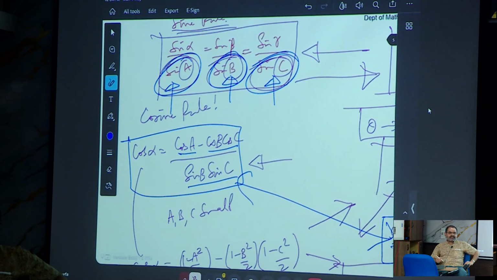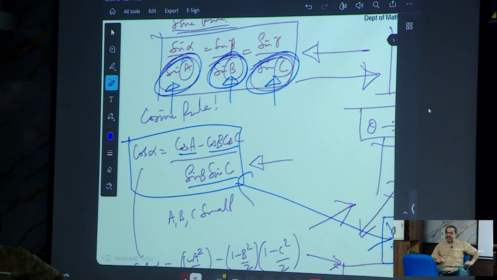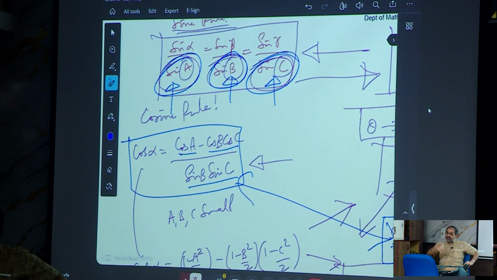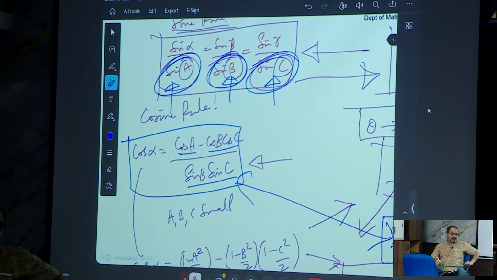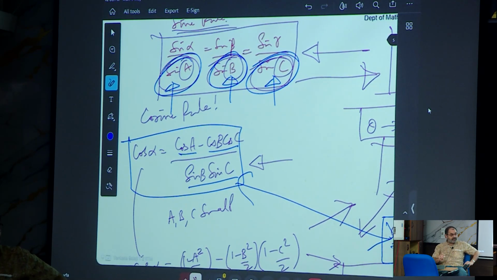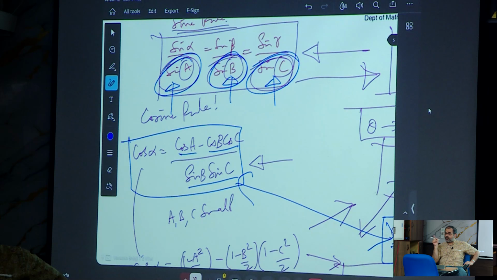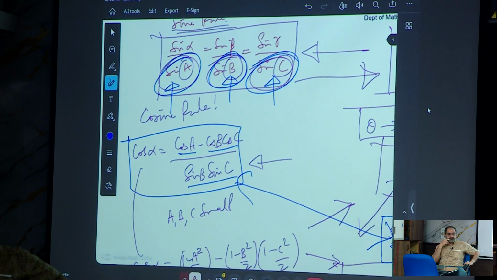And again, what you must understand is that it's not the side lengths A, B, C that are occurring, but they are trigonometric functions. So in the cosine rule, you get their cosines in the numerator and sines in the denominator. And again, remember, A, B, C are sides of the spherical triangle, but they are also angles. So it makes sense to talk about sine and cosine of those three numbers.